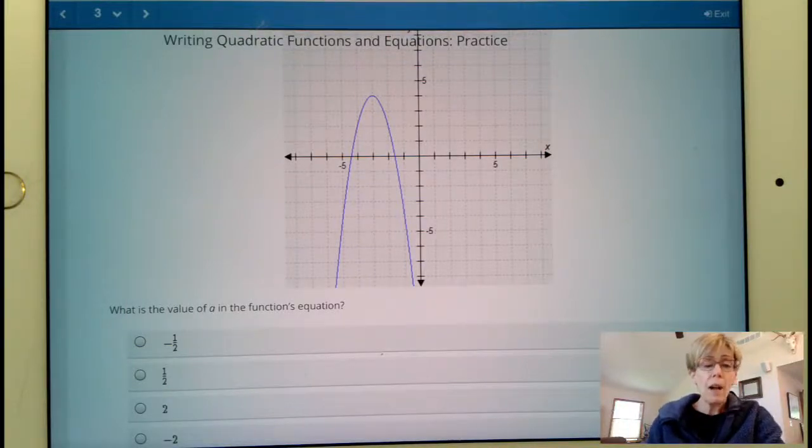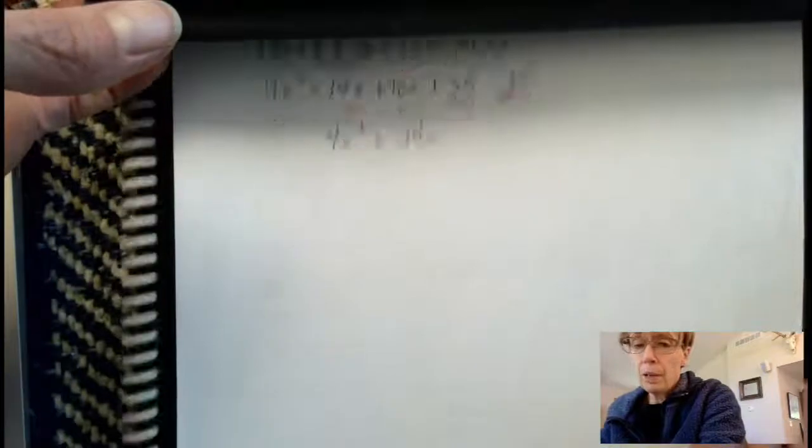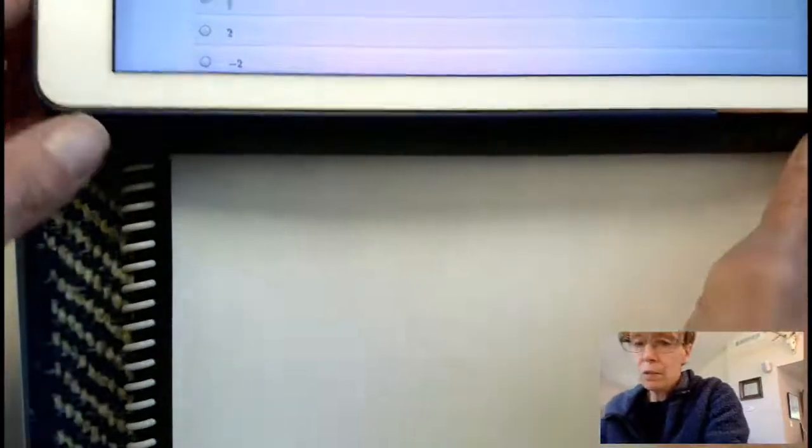What is the value of a in the function's equation? Well, what I want you to look at first of all, and I will use Desmos on this problem, but before we get to Desmos, we need to be able to write this equation in vertex form. So just a reminder here of what vertex form is.